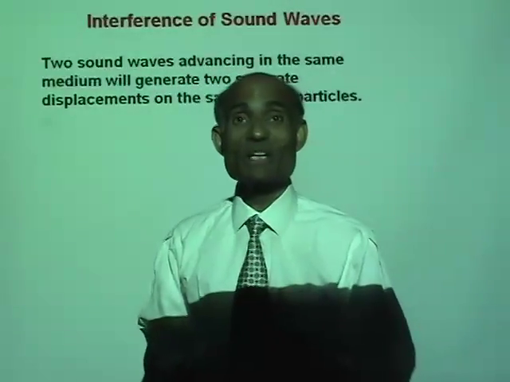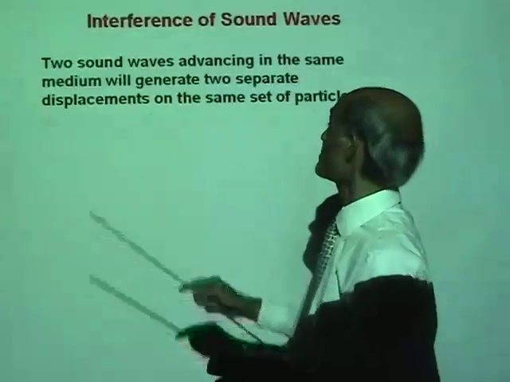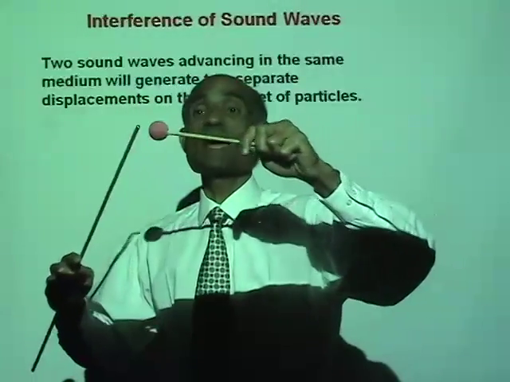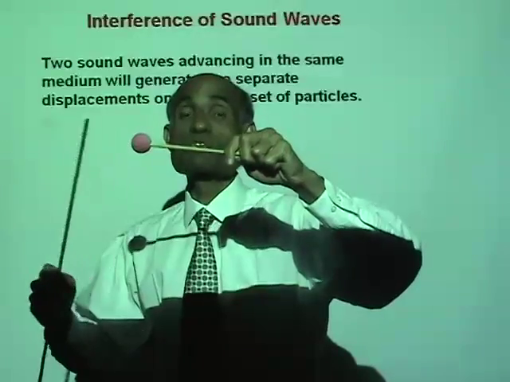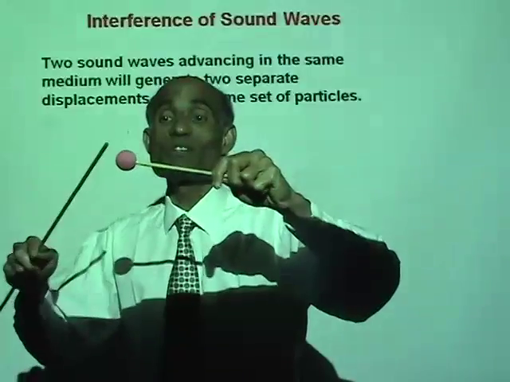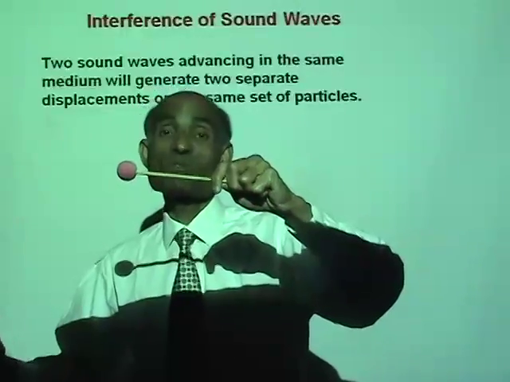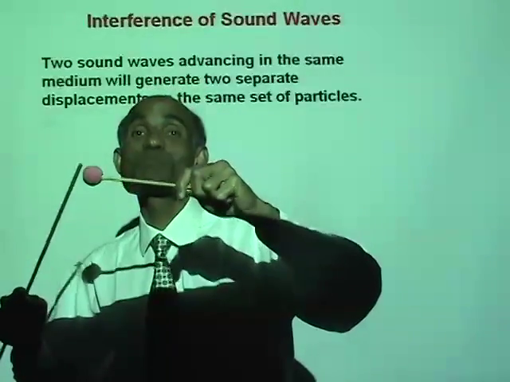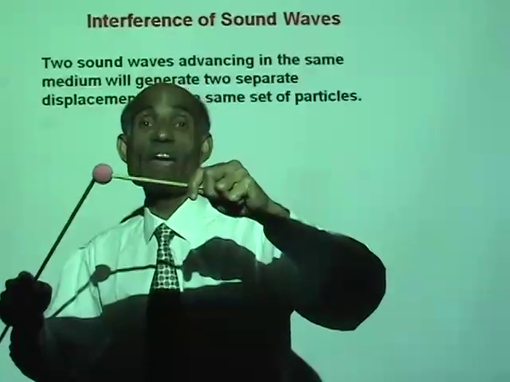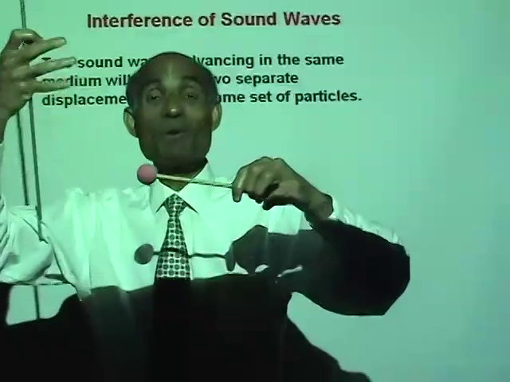Sound waves advancing in the same medium will generate two separate displacements on the same set of particles. For example, this is an air molecule. If there are two loudspeakers in this room, sound coming from both loudspeakers will interfere. In other words, the energy coming from both loudspeakers will produce displacements on this particle. If both displacements are in phase, the particle will have maximum displacement. In other words, you will hear a loud sound.